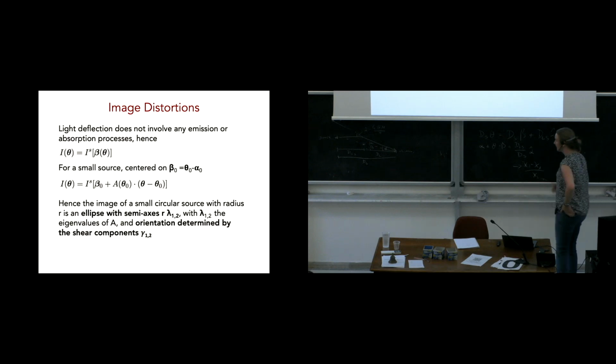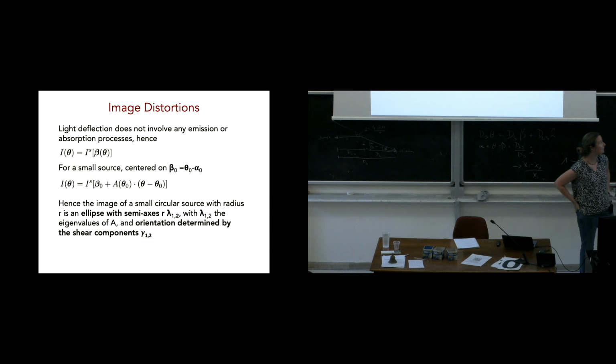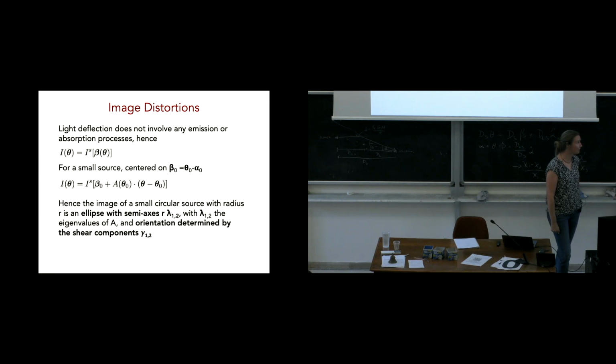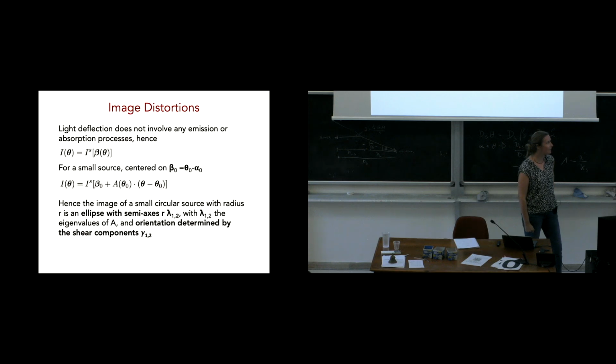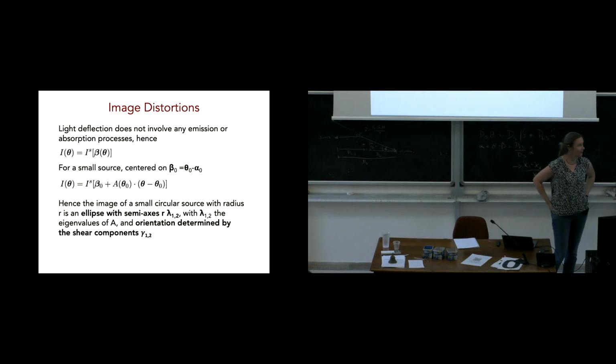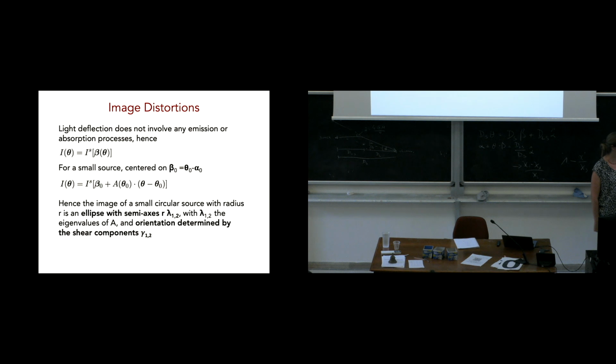So for a small source, we can do a Taylor expansion, doing this remapping in terms of the image coordinates and our distortion tensor. After that, it's a few lines of algebra to check what happens to a small circular source. In particular, that will turn into an ellipse with the semi-axes related to the eigenvalues of A. That's where the shear comes in, and the orientation is also determined by the shear components gamma 1, 2 directly.